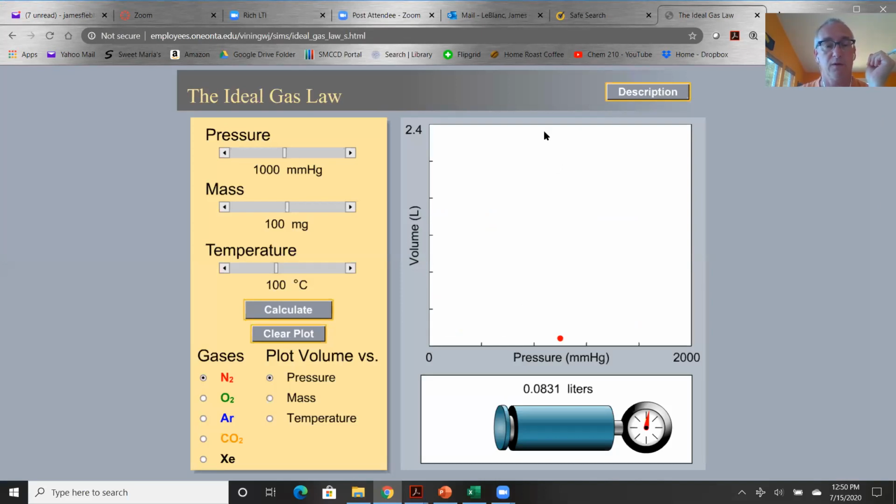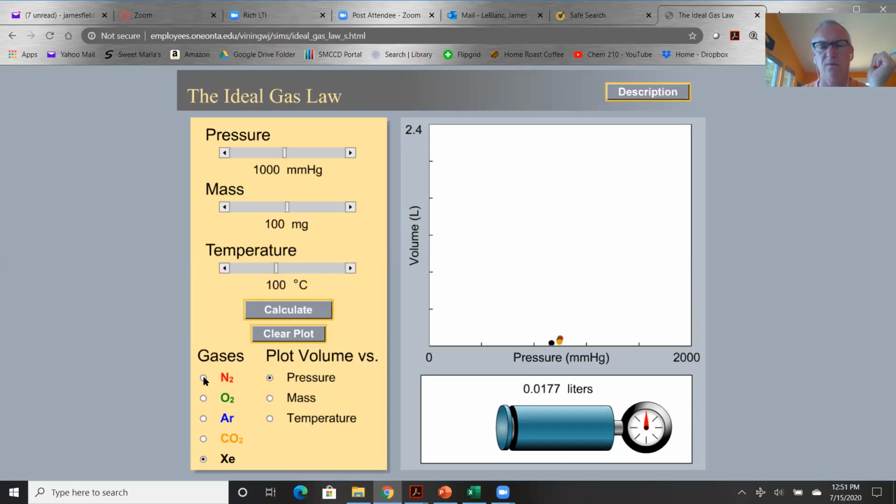Okay, good. So this is the screen you're going to see when you just open it up. It gives you the choice of what gas you want to use, and you can see they're all going to be different sizes. I guess helium's not one of them. I'm kind of surprised because helium should give you just a perfect line, but these should be pretty good too. I mean, argon should be pretty ideal as well. So we pick a gas, and you can see as I pick different gases, I get different volumes.